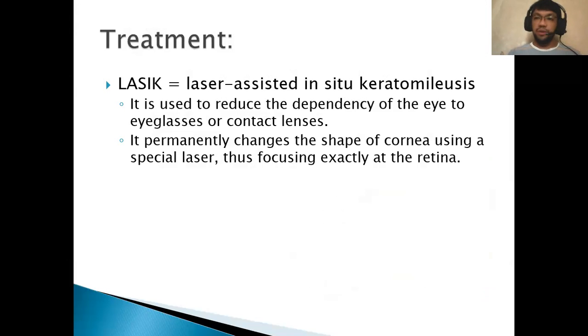Treatment, there can be other treatments other than wearing eyeglasses, such as LASIK. LASIK stands for laser assisted in situ keratomileusis, and it is used to reduce the dependency of the eye on eyeglasses or contact lenses. So, for those who are not used to wearing eyeglasses or contact lenses, this would be the treatment of choice for you, since it permanently changes the shape of the cornea using a special laser, thus focusing exactly at the retina. So, LASIK can be one of the treatments of astigmatism.